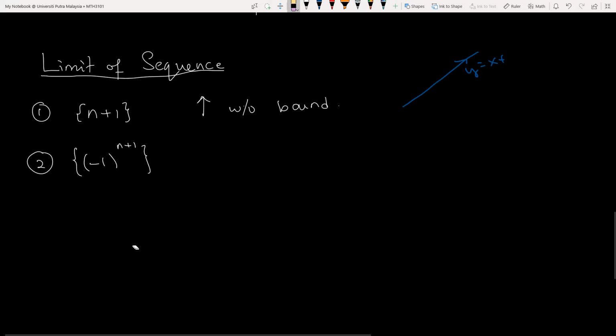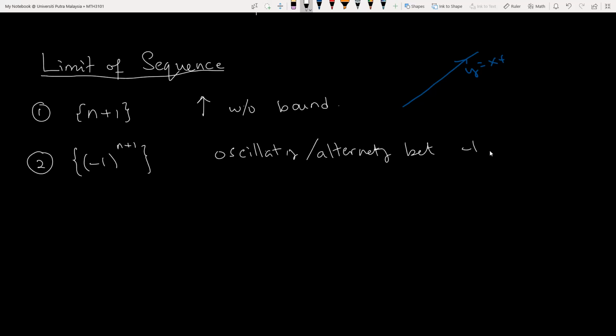Okay, so this is like an alternating sequence. So you can say the value is oscillating, or oscillating pun boleh, oscillating or alternating between -1 and 1. So if you have a graph, this is -1, this is 1. So it goes back and forth. This goes back right there, this goes back right there. So between -1 and 1.